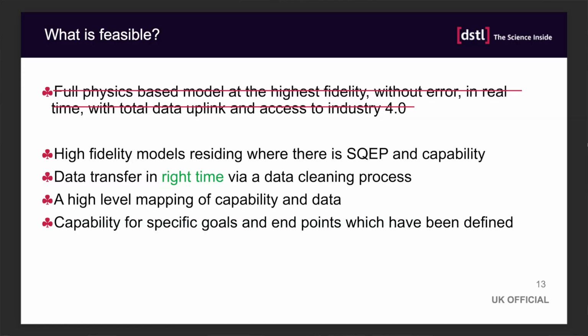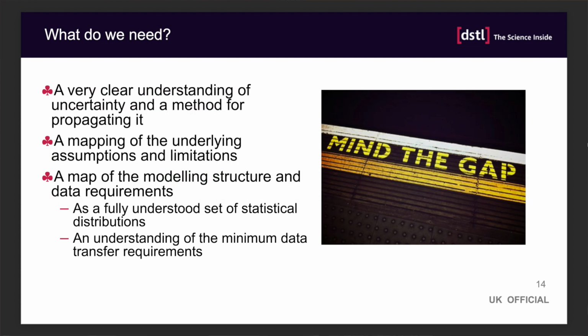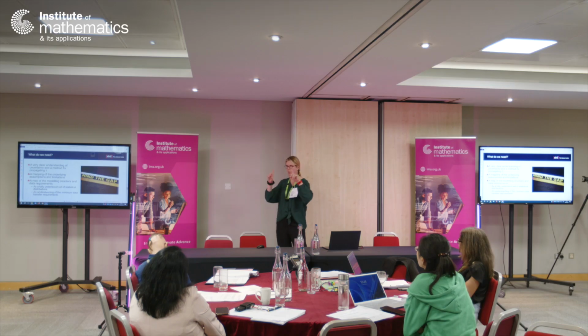So we could do a high-level mapping of capability and data. We can do that. And we can have capability for specific goals. If we know what our outcome is, then we can provide the mathematical models that underpin that outcome. So what do we need? We need a really clear understanding of uncertainty and a method of propagating it. We need to map our assumptions and limitations. It's about validation, but it's also about valid when, where, under what model parameters.